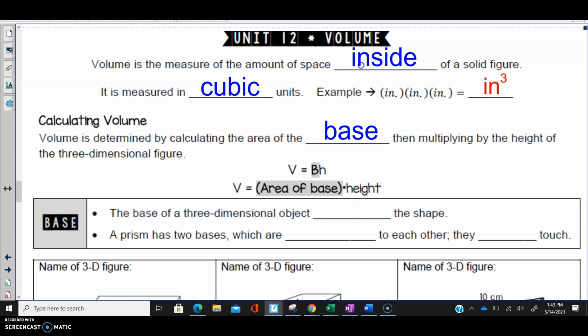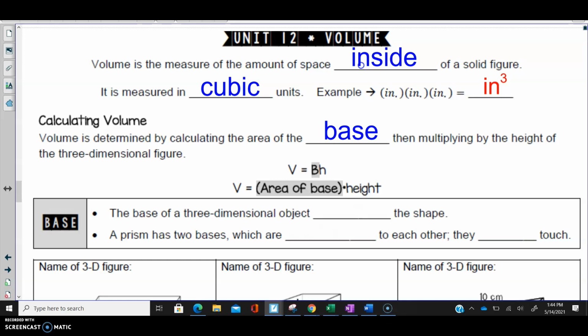So the volume formula given on your formula sheet is V equals big B, H. And big B and H touching means they're being multiplied together. Big B stands for the area of the base. So whatever the base is of your 3D shape, times the height.